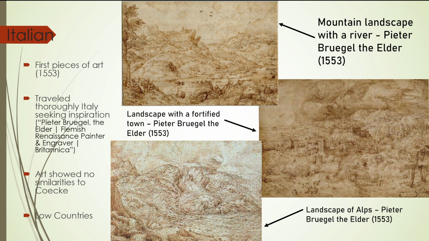You especially see this in his landscape of the Alps right here being towards the bottom, and also his landscape of the fortified town. He's not extremely high up, like on these high mountains on my cursor, but more at a lower level of ground. So that's just an interesting part, that his first pieces of art were actually inspired by Italy and its landscaping.